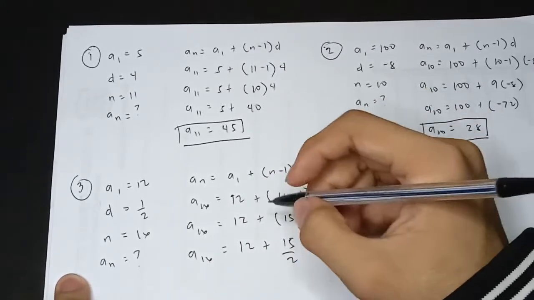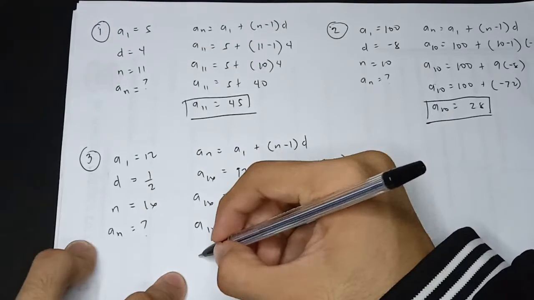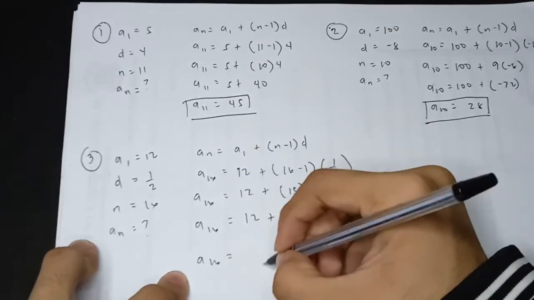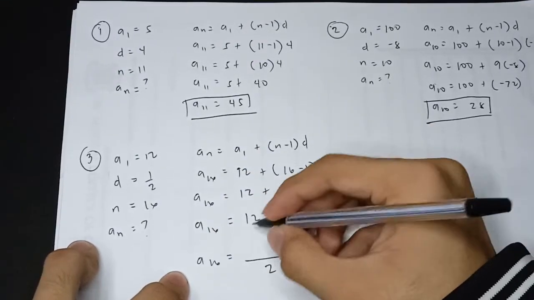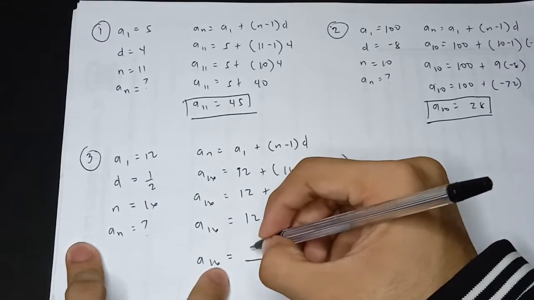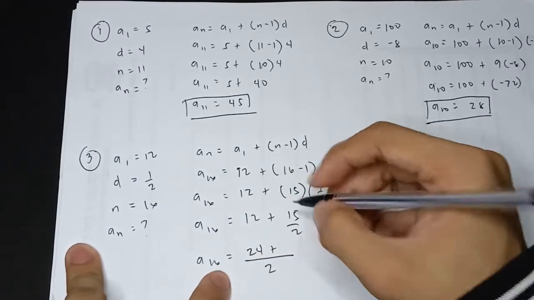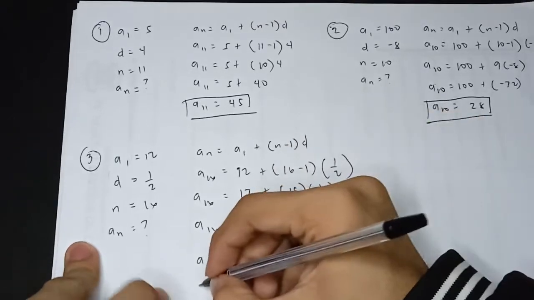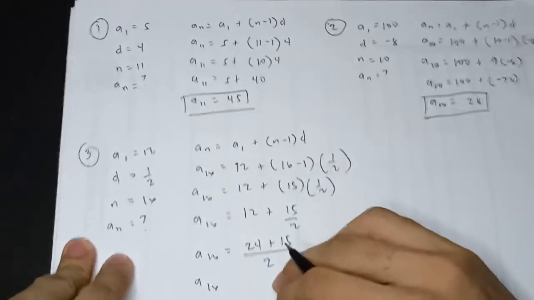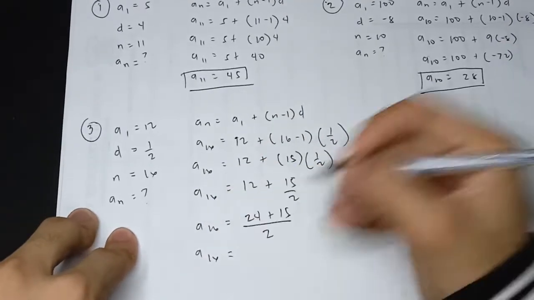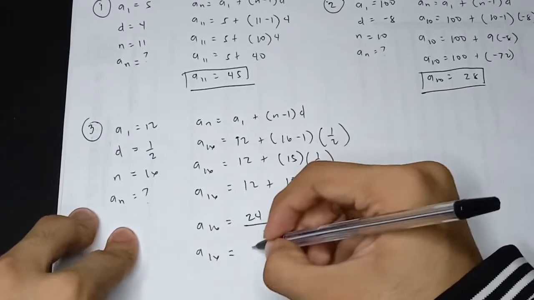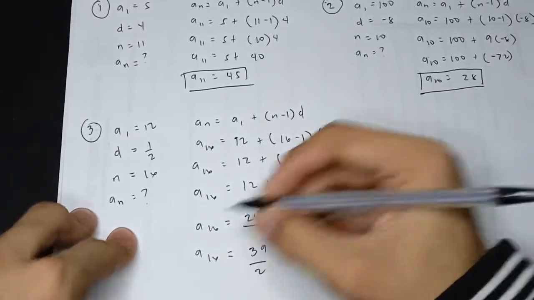Then, kunin natin yung LCD nila. So, a sub 16 is equal to, LCD is 2. 2 divided by 1 times 12, that is 24. Plus 2 divided by 2, that is 1 times 15, that is 15. So, ang 16th term natin is 24 plus 15, that is 39 over 2.